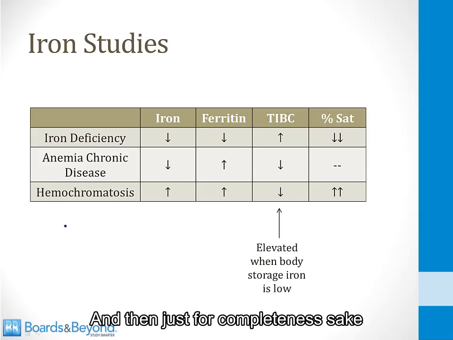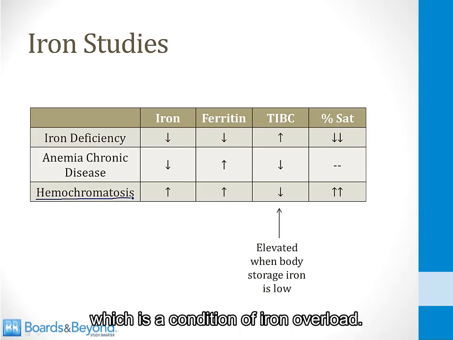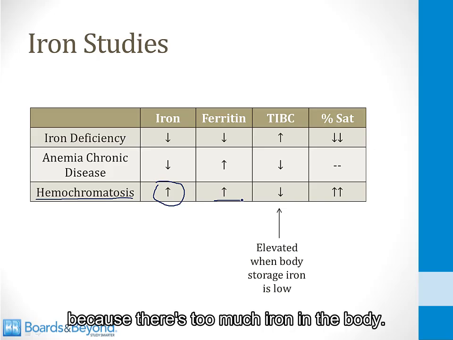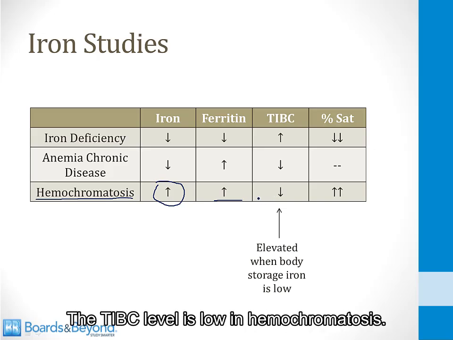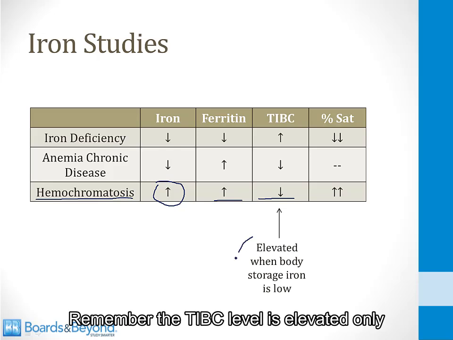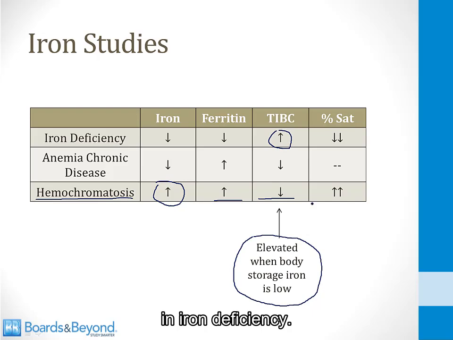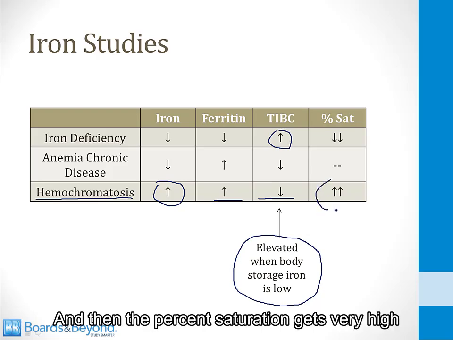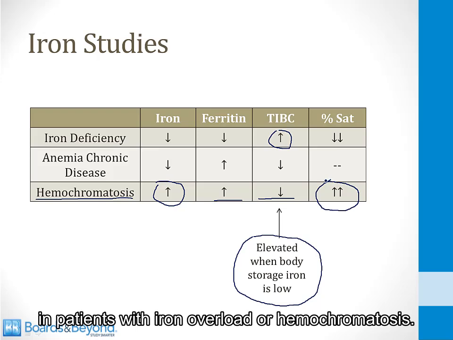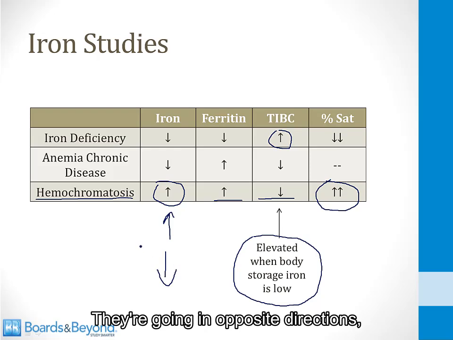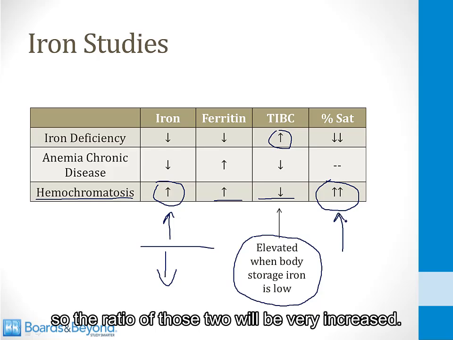And then just for completeness sake, I'll add in hemochromatosis, which is a condition of iron overload. In that condition, the iron level is high. You also see high ferritin in hemochromatosis because there's too much iron in the body. The TIBC level is low in hemochromatosis. Remember, the TIBC level is elevated only when body storage iron is low. This means that you're only going to see it elevated in iron deficiency. And then the percent saturation gets very high in patients with iron overload or hemochromatosis. That is because the iron level is high and the TIBC level is low. They are going in opposite directions, so the ratio of those two will be very increased.